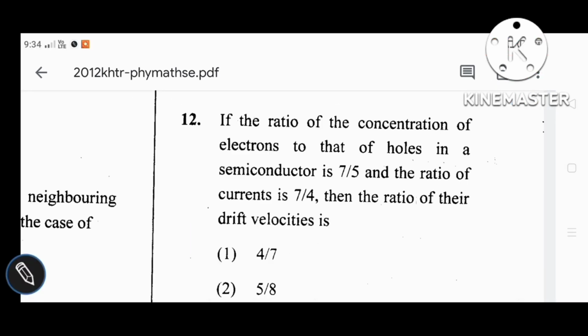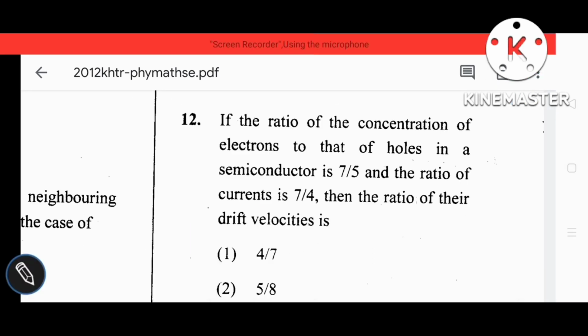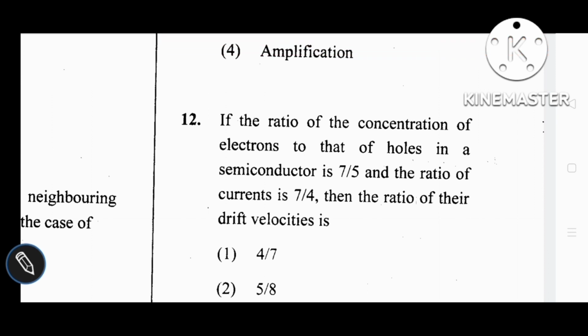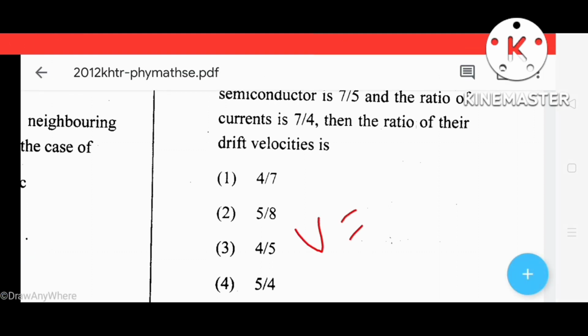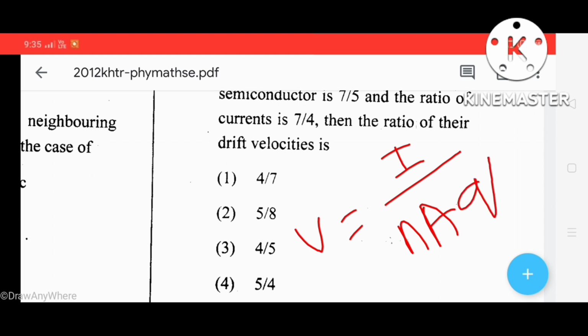Number 12. If the ratio of concentration of the electrons to that of the holes in a semiconductor is 7 divided by 5 and the ratio of current is 7 by 4, then the ratio of their drift velocity we have to calculate here. So this is taken from the current electricity chapter of second year PUC. The drift velocity of the charge carriers per unit area of cross section is given by the expression v is equal to I divided by nAq.